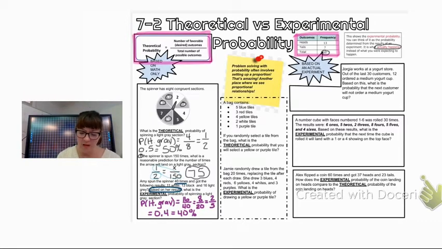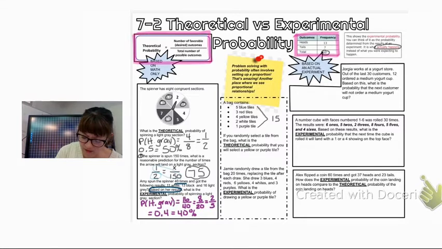Next example. A bag contains 5 blue tiles, 3 red tiles, 4 yellow tiles, 2 white tiles, and 1 purple tile. If you randomly select a tile from the bag, what is the theoretical probability that you will select a yellow or a purple? So we're not actually drawing tiles. It says theoretical probability, so based completely on the math. So if I put all these tiles together for a total, 5 plus 3 is 8, plus 4 is 12, plus 2 is 14, plus 1 is 15. There are 15 total tiles in the bag.